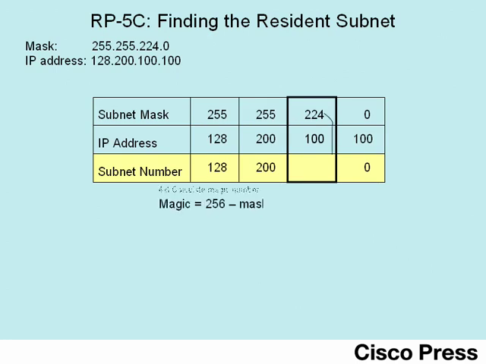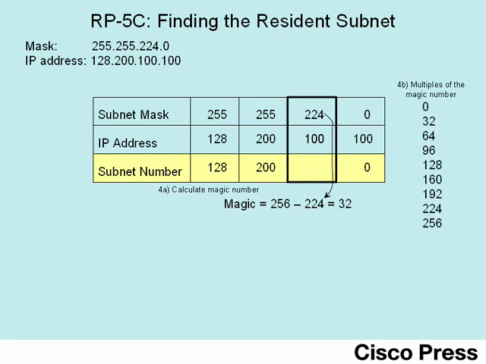The first part of step 4 starts with a calculation of the magic number. The magic number is calculated as 256 minus the mask's value in the interesting octet, which is 224 in this case. So in this case our magic number is 256 minus 224, or 32. Now there's nothing particularly magical about it, it's just a word I use to describe this particular number. As it turns out, the resident subnet number in the interesting octet is a multiple of this magic number. So at step 4b, we're going to calculate all the multiples of the magic number. We start with 0 and calculate all the way up through 256.